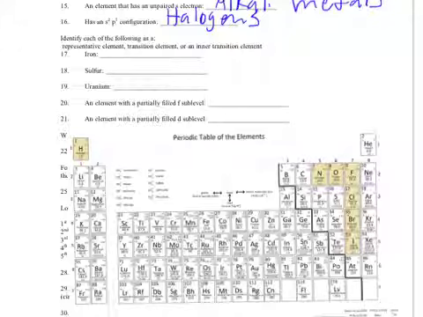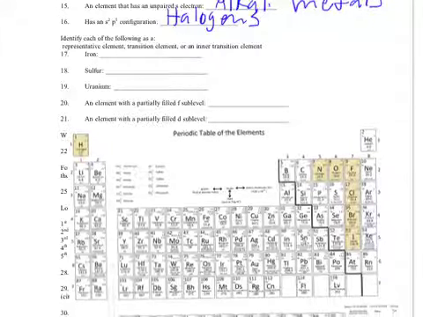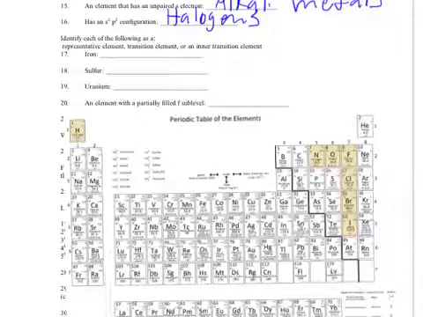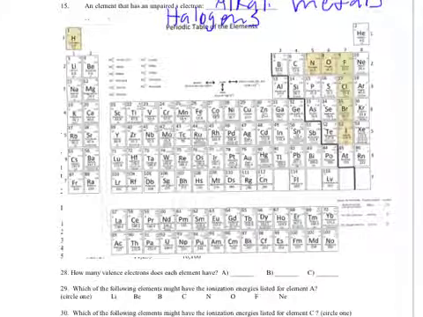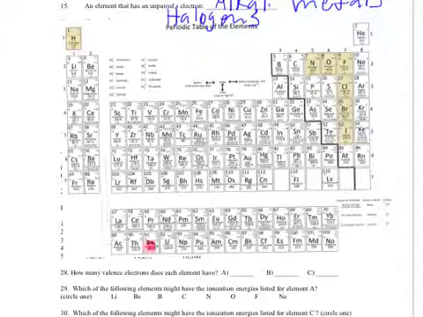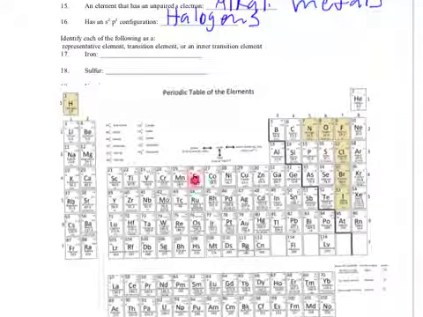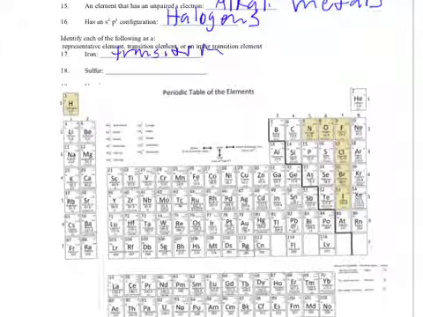All right, a representative element, those are the ones that are filling the S's and P's. So representative elements would include columns 1 through 8. Transition elements are the ones here in the middle that are filling their D's. And just so you know, the inner transition elements are the ones that are filling their F's. So iron is right here, and that makes it a transition element.